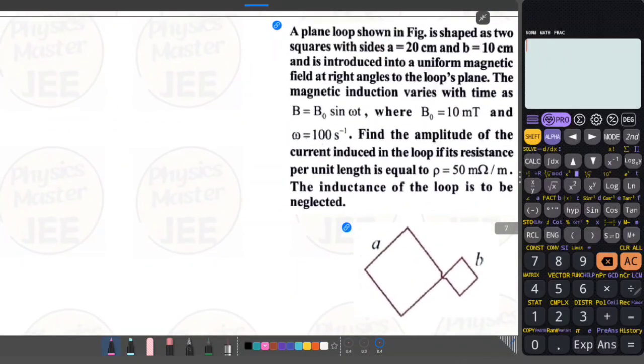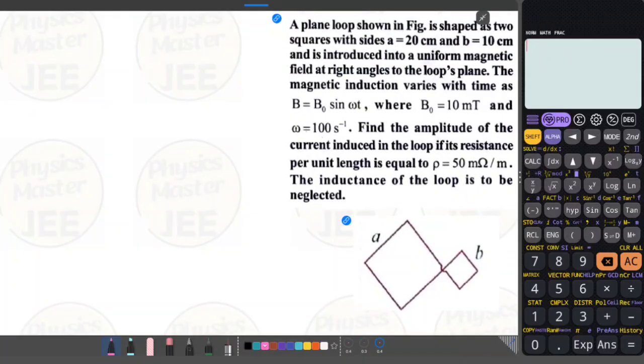Next one. This is the next one. A plane loop shown in the figure is shaped as two squares with sides a equal to 20 cm and b equal to 10 cm and is introduced into a uniform magnetic field at right angles to the loop's plane. The magnetic induction varies with time as B is equal to B0 sin omega t, where B0 is equal to 10 millitesla and omega is 100 per second. Find the amplitude of the current induced in the loop if its resistance per unit length is rho equal to 50 milliohms per meter. The inductance of the loop is to be neglected.